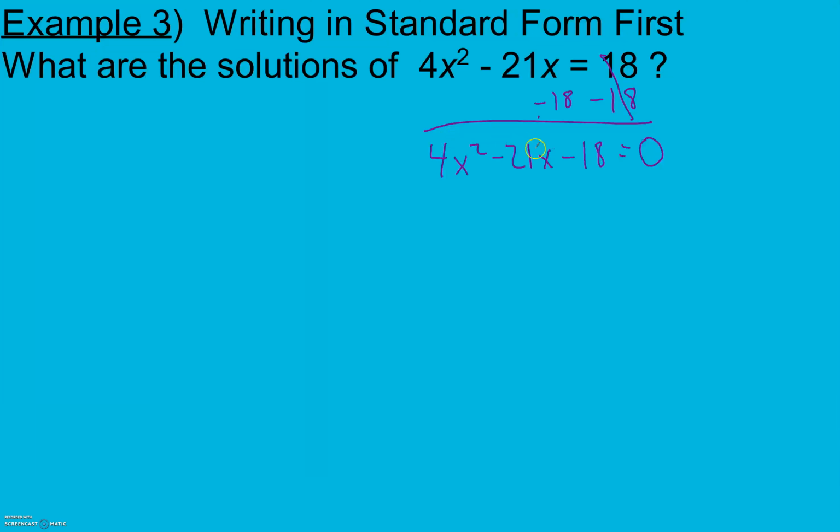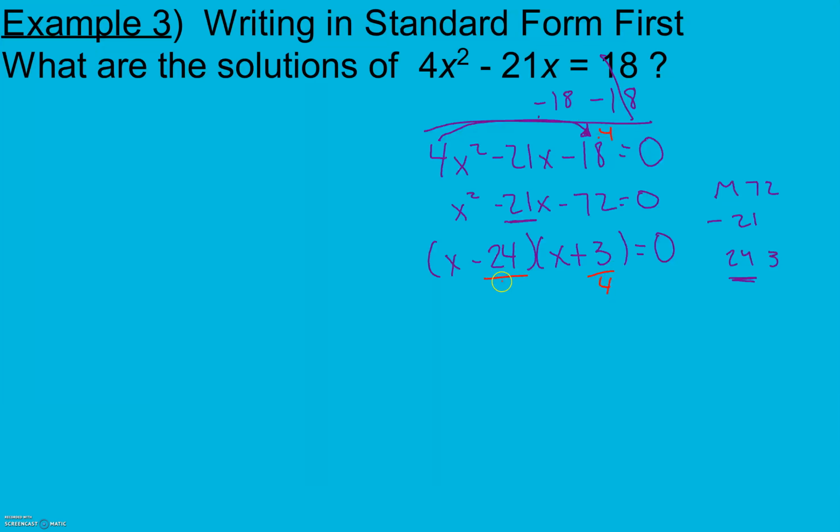Greatest common factor here, I don't have one, but we want to check. I'm going to swing the 4. We're going to multiply to 72 and subtract to 21, 24 and 3. Because we subtracted and found the difference, we're going to have different signs. 24 is bigger, so it gets a sign in the middle. Now, I multiplied by 4 when I swung and changed my problem. Now I have to swing it back as division.